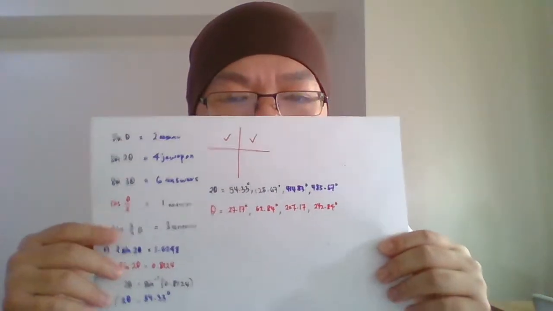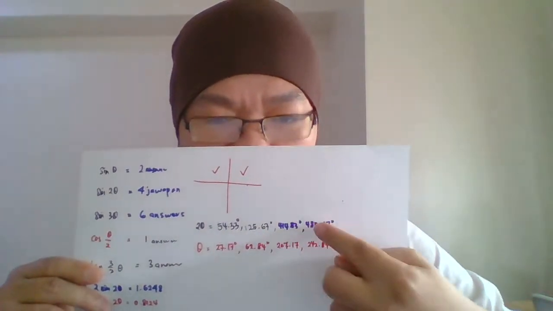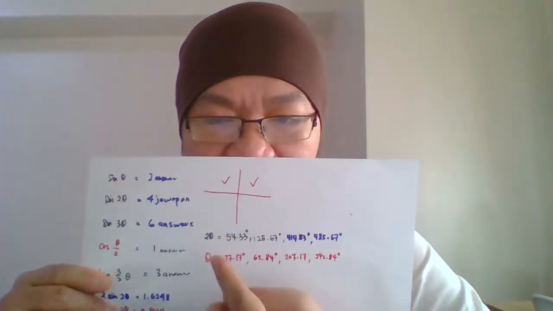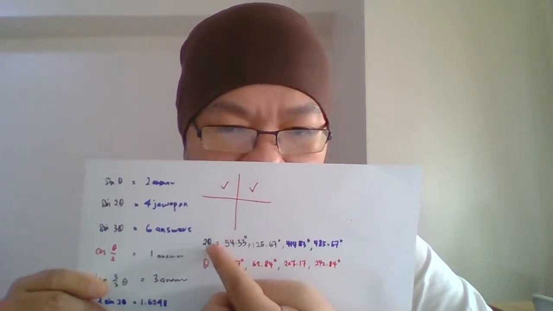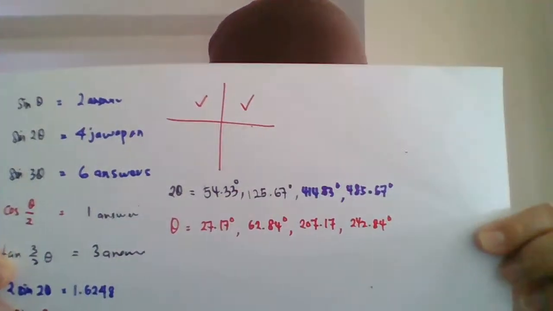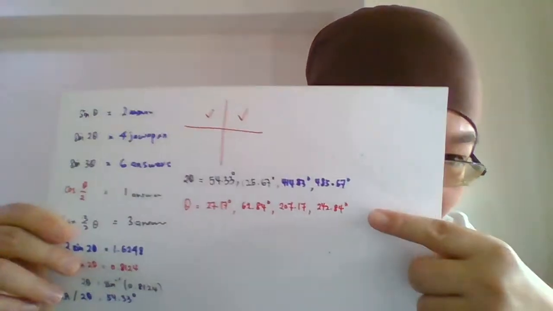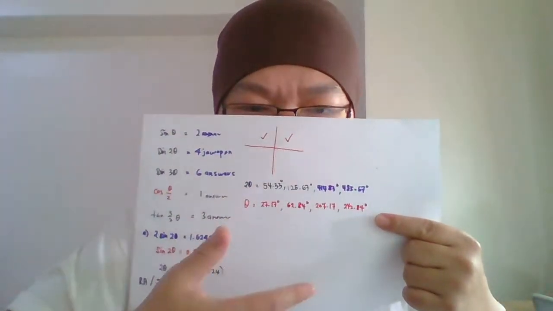242.843. Okay, guys, this is the final answer. Okay, 2 theta equal to all these four. Therefore, for the final answer, every value here you divide by 2, so that we can get theta. Kita tengok jawapan theta. This is the answer for theta for those who made the correct steps that I just showed you.